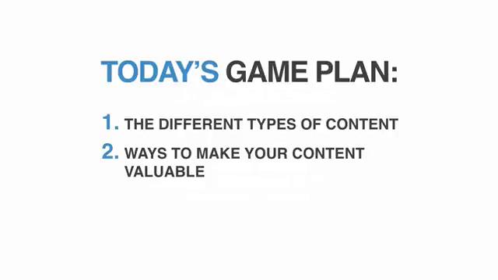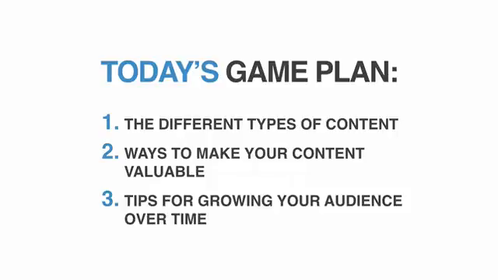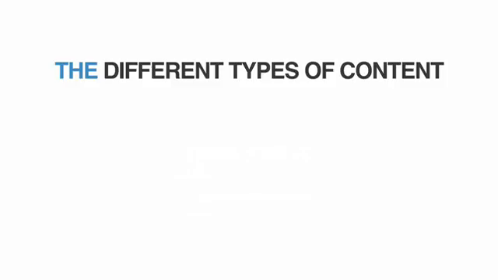So the number one goal of creating and publishing regular content on our platforms, whether it's video or written content, is to make sure that it's valuable to your target audience. And the third one is I'm going to give you some tips for growing your audience over time. Note that I said over time there. We're going to talk about how an audience takes a while to build, and there are different strategies that you can put in place to grow your audience consistently over time.